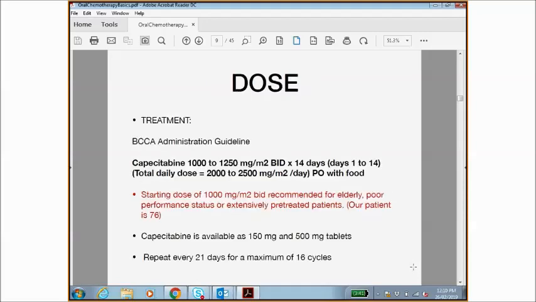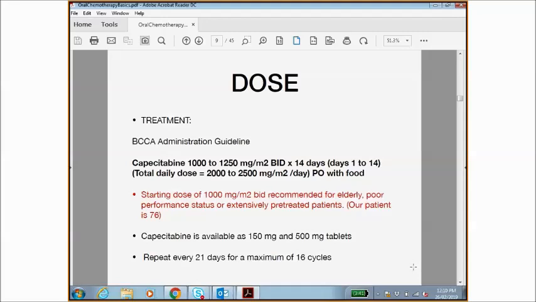So as far as the dose, again, we go to BCCA, and they recommend 1,000 to 1,250 milligrams per meter squared, BID, and it'll go for 14 days. And for the starting dose, they also say that for elderly or poor performance status or extensively pre-treated patients, they recommend to start at the 1,000 milligram per meter squared dose. So remember, our patient is 76.